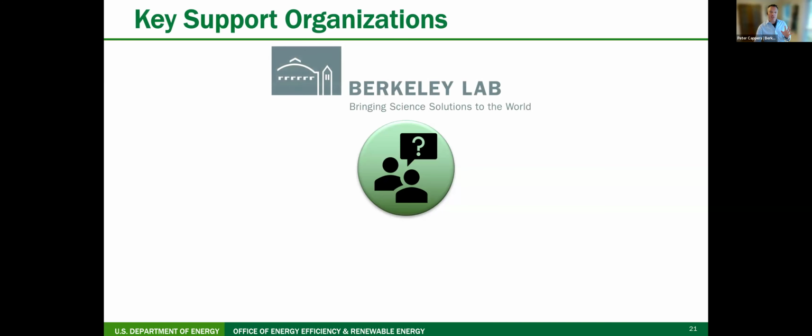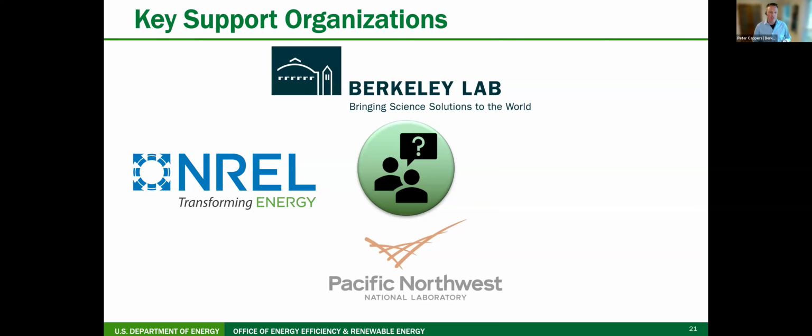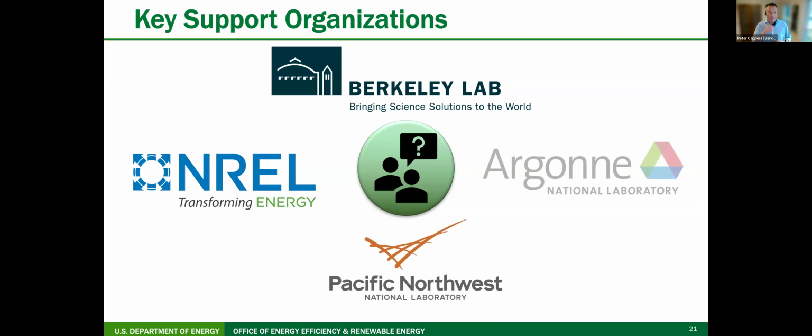Now, as Lisa mentioned before, there are 4 labs that are participating in this Technical Assistance Program. They include experts and researchers from Berkeley Lab, the National Renewable Energy Laboratory, the Pacific Northwest National Laboratory, and Argonne National Laboratory.